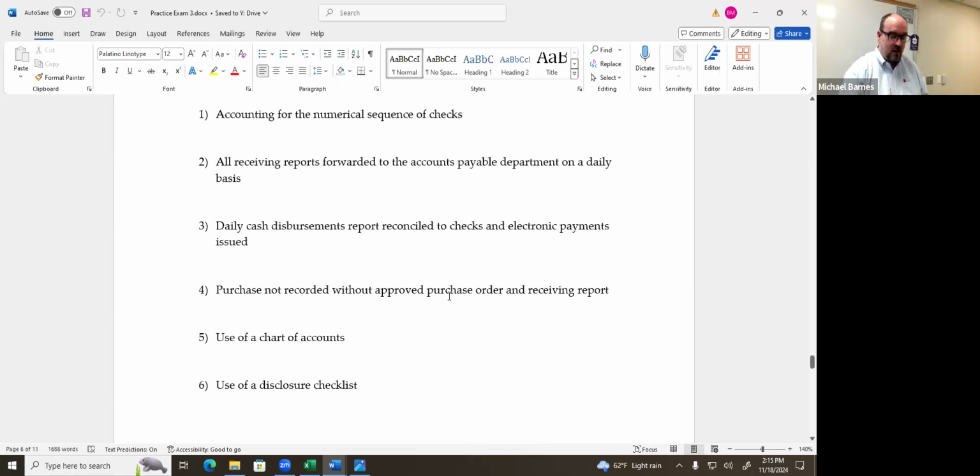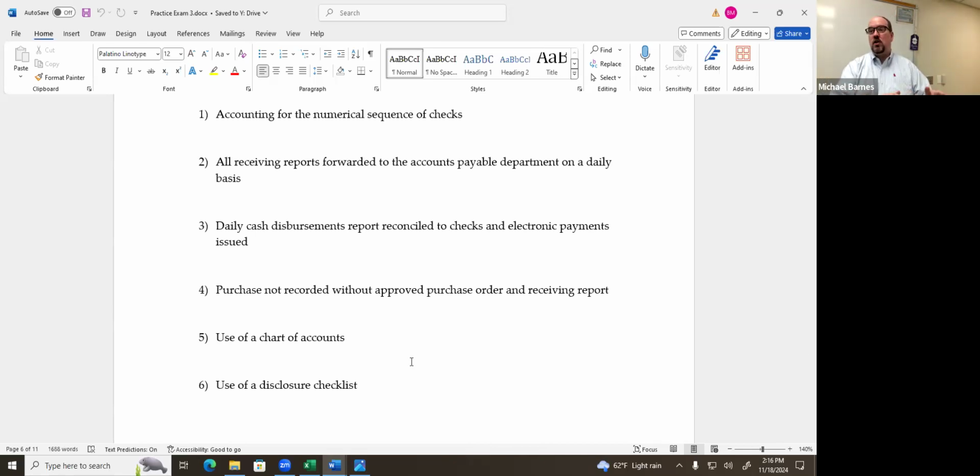Using a chart of accounts. So chart of accounts, that's making sure that items are in the correct account, which sounds like classification. This can actually be both. Chart of accounts can be both purchasing and cash disbursements. Use of disclosure checklist. So if we're talking about disclosure, these are items that go into the financial statements. We're probably talking about something similar to classification, but not quite the same. Presentation, yes, presentation, and this can actually be both as well.